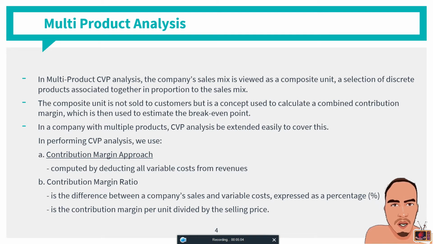In performing CVP analysis, we use two: the contribution margin approach and the contribution margin ratio. The contribution margin approach is computed by deducting all variable costs from revenues, whereas the contribution margin ratio is the difference between company sales and variables expressed as a percentage, the contribution margin per unit divided by the selling price. I will be explaining this contribution margin approach and contribution margin ratio on the next slides.